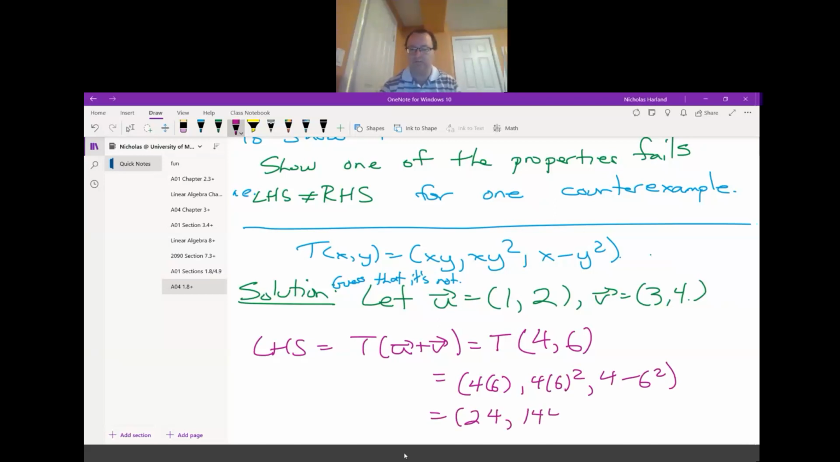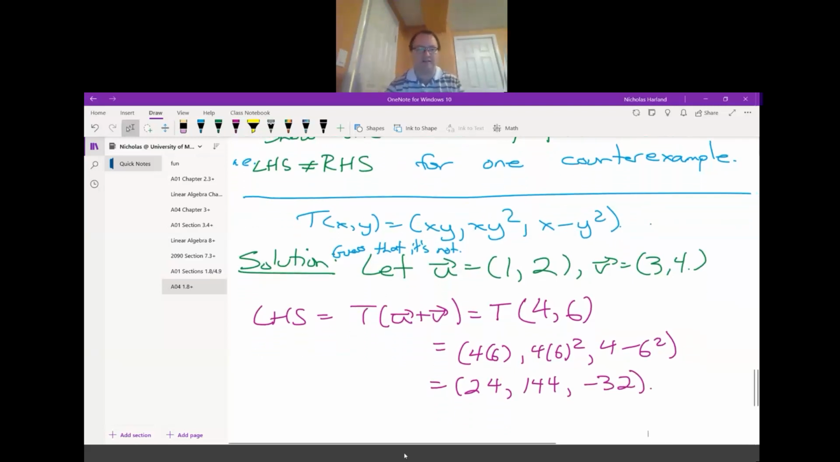144, negative 32. Beautiful. There's our left-hand side.